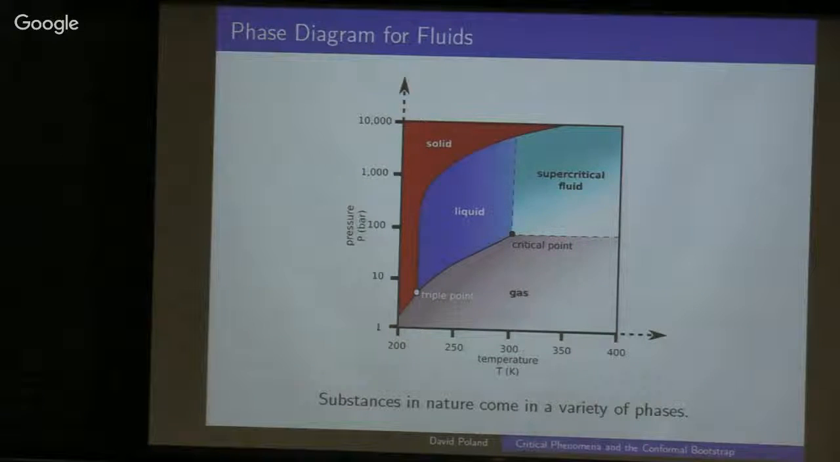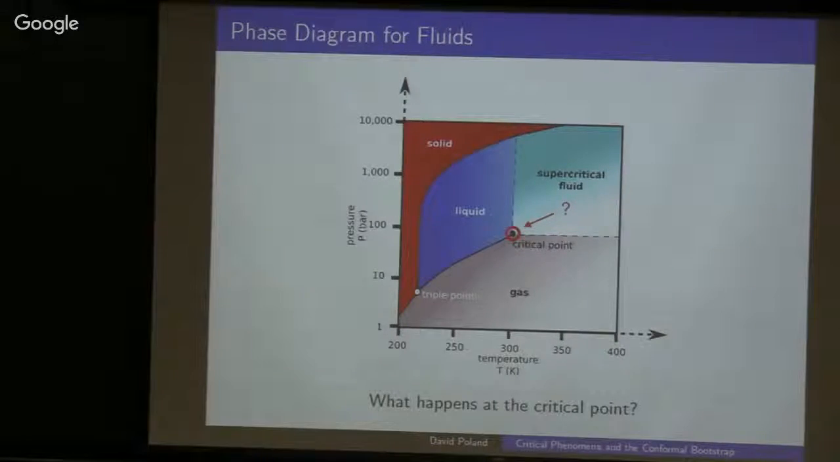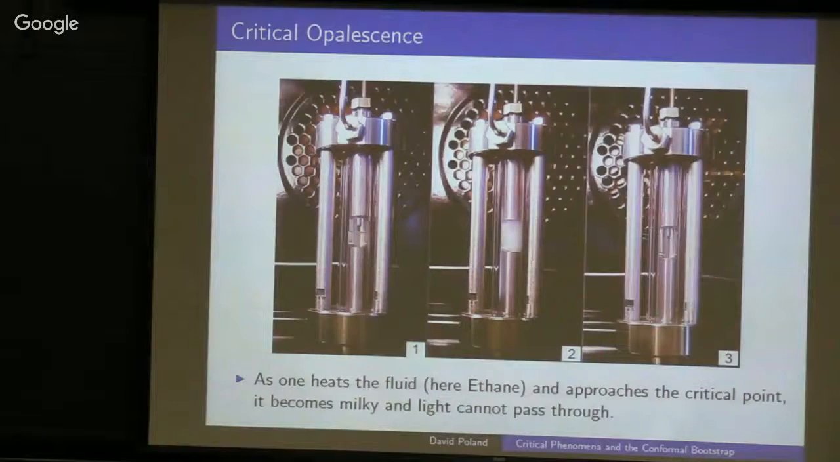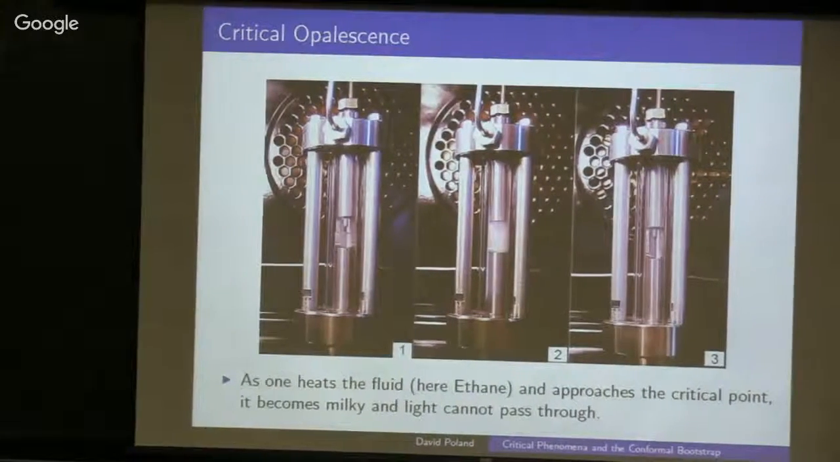And so part of what I'm going to talk about today is the question of what happens at the critical point. There are many different avenues you can try to take to tackle this question. But first of all, let me mention that it can be probed experimentally. This leads to a phenomenon called critical opalescence. In particular, if you take a fluid, here is some sample of ethane, and you heat the fluid so that it approaches the critical point. You try to control the pressure and the temperature so it approaches the critical point.